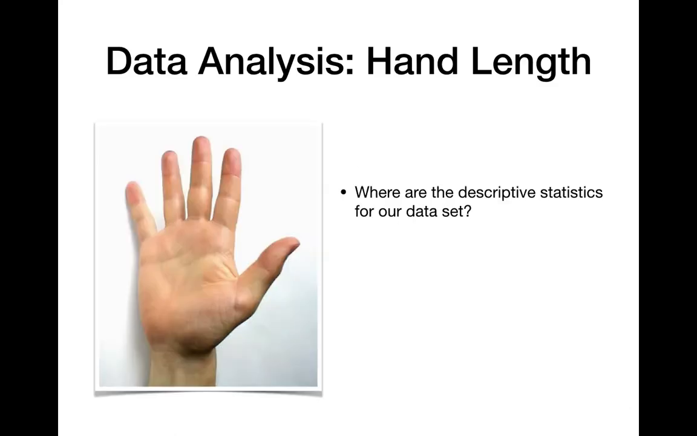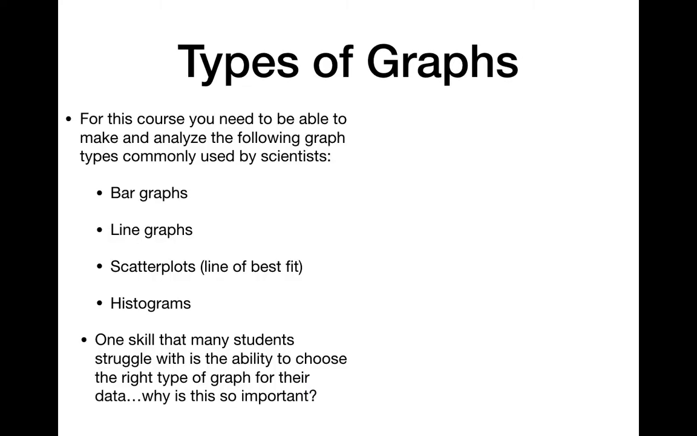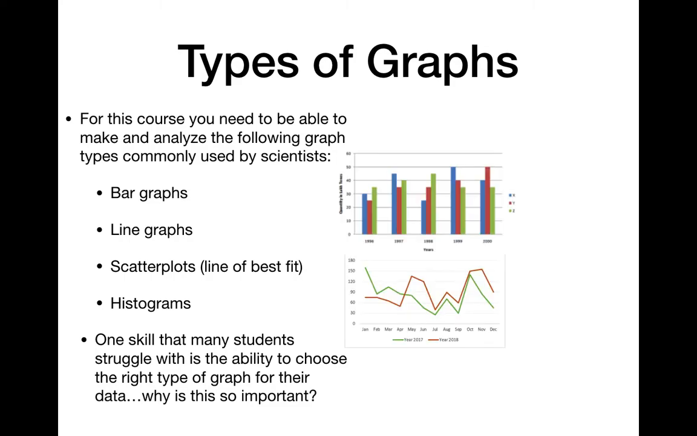Okay, let's talk about graphs. So we might have collected data, and then you have to graph that. So here are the 4 kinds of graphs most often used by scientists, and the ones I want you guys to know. So bar graphs, line graphs, scatter plots with a line of best fit, and histograms. But you have to pick the right graph. A lot of students struggle picking the right graph. So here's our graph types.